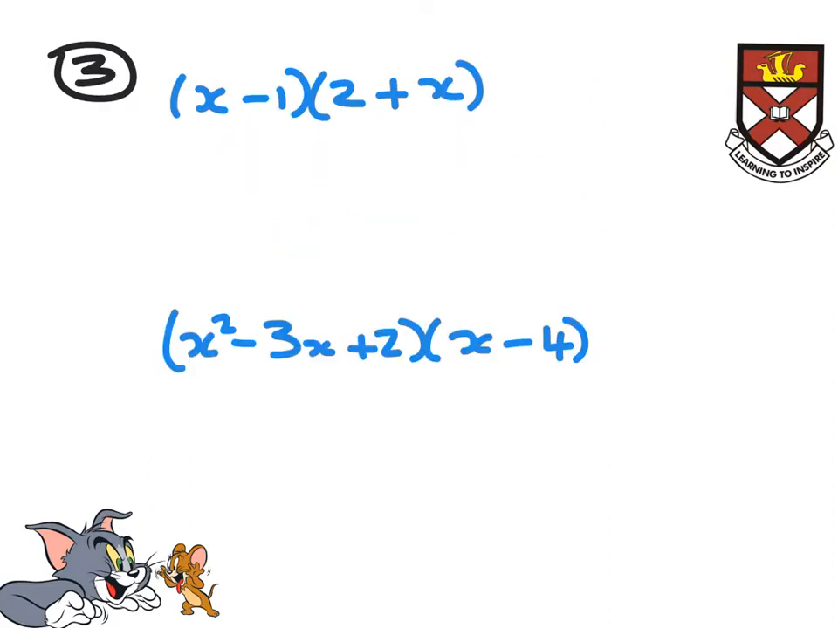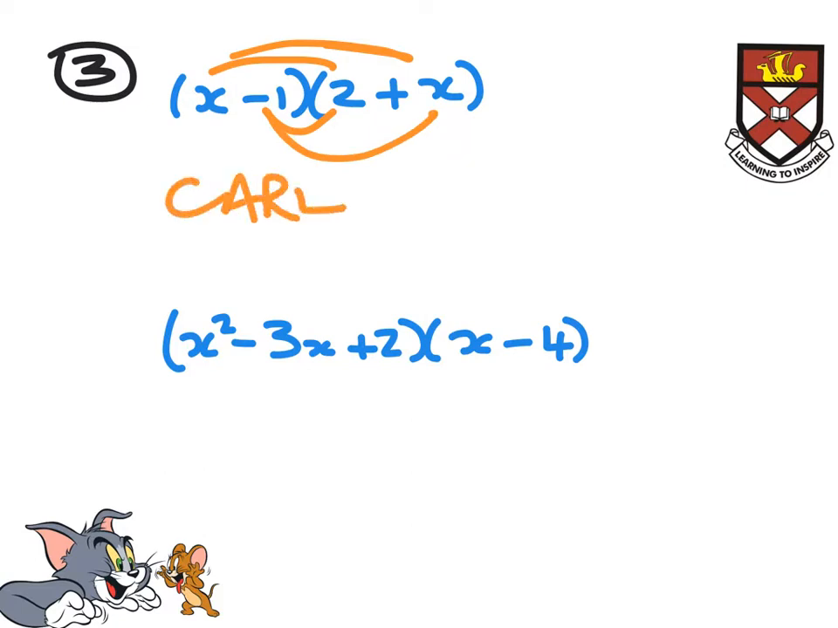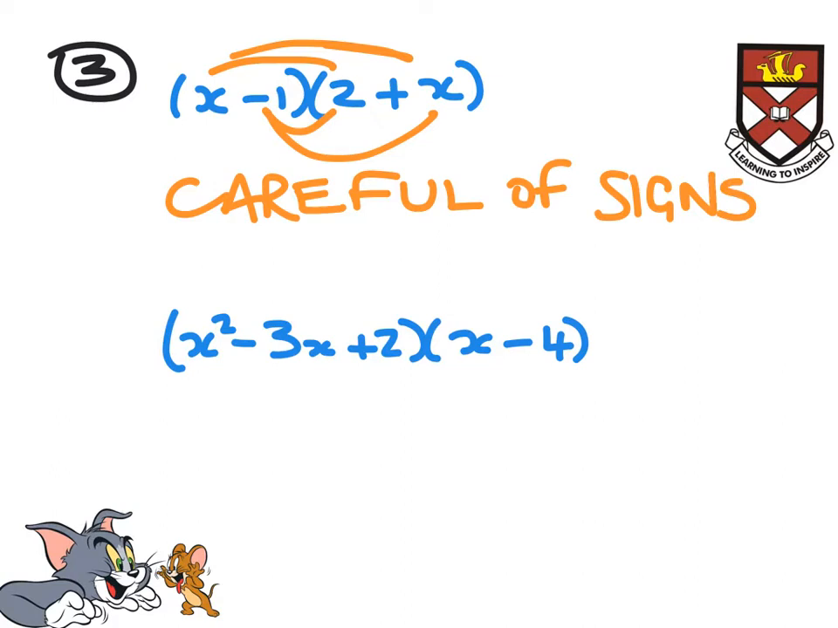For question 3, remove the brackets. Well, if we're using the loops method, then we're going to do x times 2, and then x times x, negative 1 times 2, and negative 1 times x. Just be careful, please, of the signs. Okay, remember the rules of what you do when you multiply a positive and a negative and so on together.